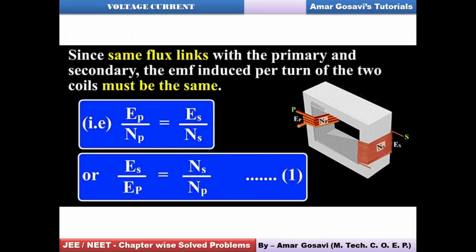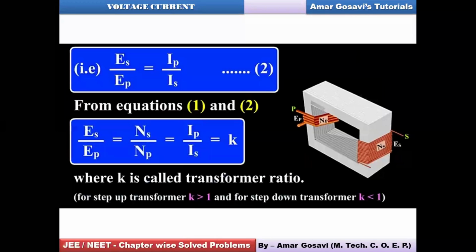Since you can see same flux links with the primary and the secondary, EMF induced per turn will be same. The same flux is linked across primary. But then EMFs would be different. These EMFs would be dependent on the number of turns. So we have the ratio ES by EP equal to NS by NP. And this ratio was being used as equation 1, which we equated with equation 2 over here to get this entire equation for the transformer.